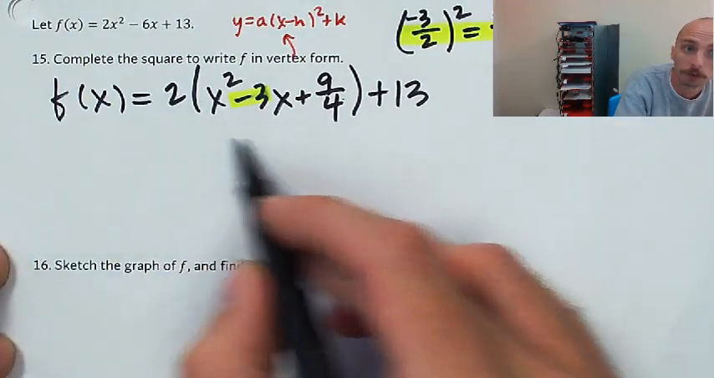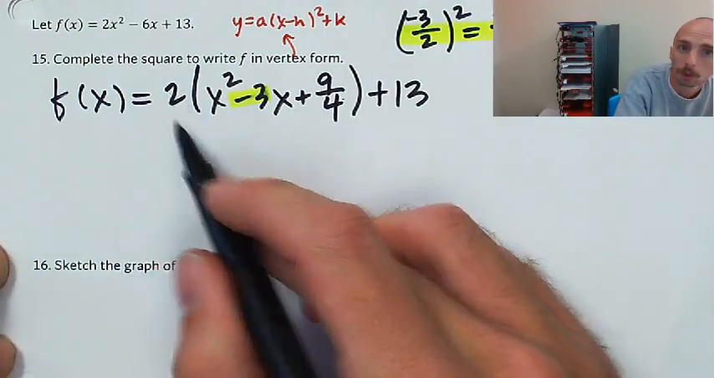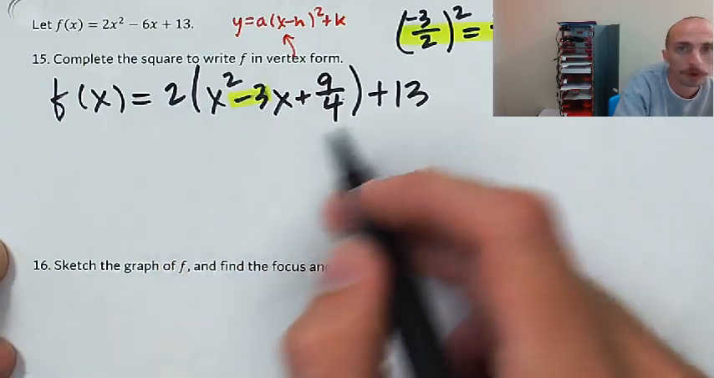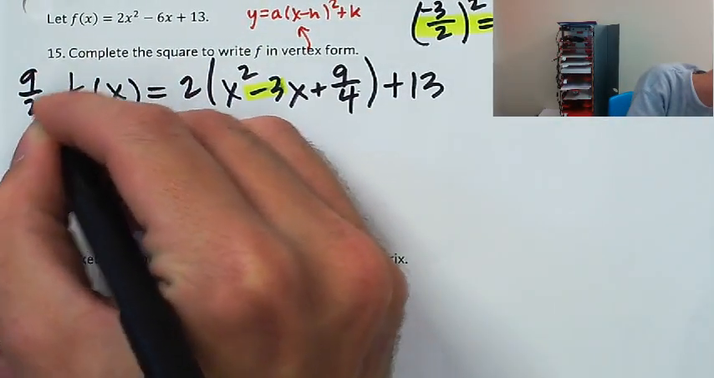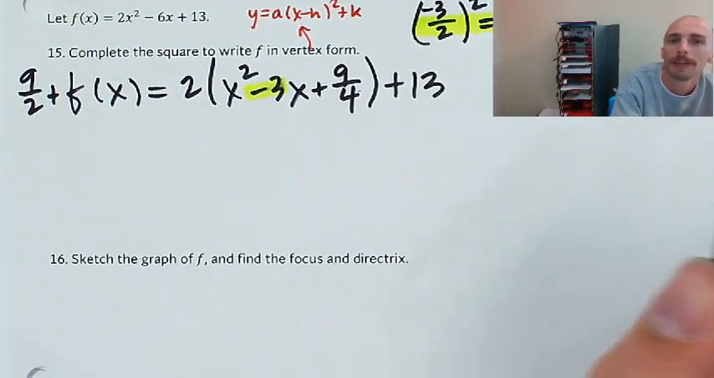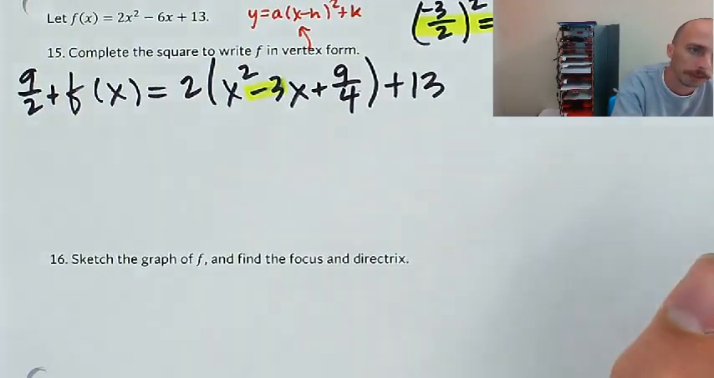What I really added on the right side is 2 times 9/4, which you could call 18/4, or you could call it 9/2. It's the same number, right? So I'm going to add that 9/2 over here as well, to be fair to both sides of the equation. And that'll help me complete the square.